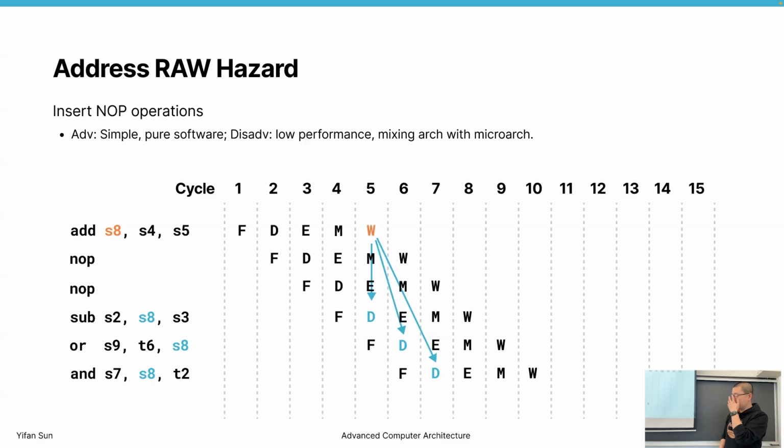So if the solution is within the realm of software, it's much easier to change, and it's much more flexible. So the advantage is actually very simple: it is a pure software solution. But it also has a disadvantage. What's the disadvantage? It has low performance because we're delaying the execution and we're occupying 2 pipeline stages with instructions that are not doing anything. So those instructions are pure overhead.